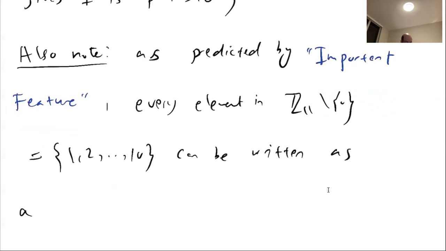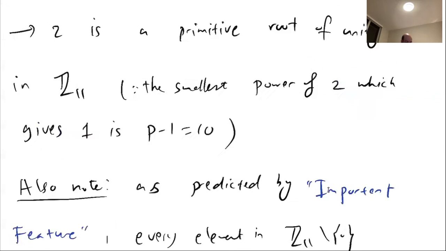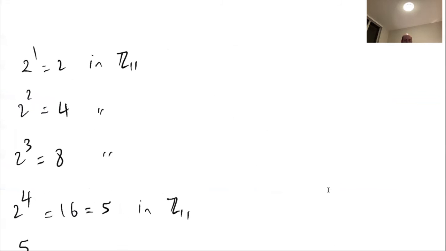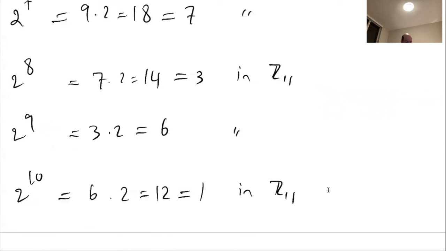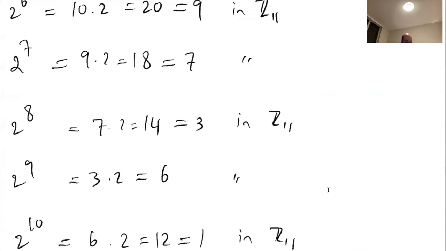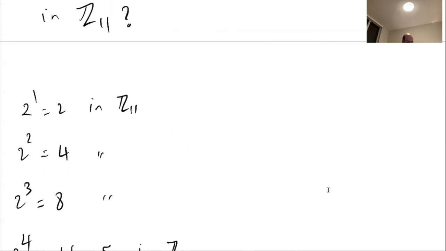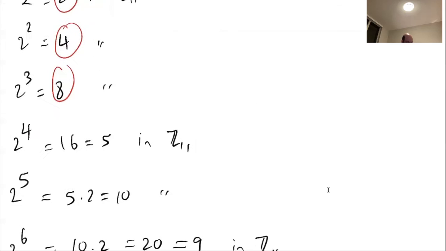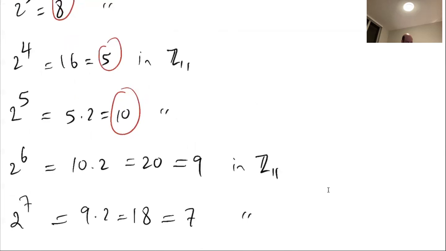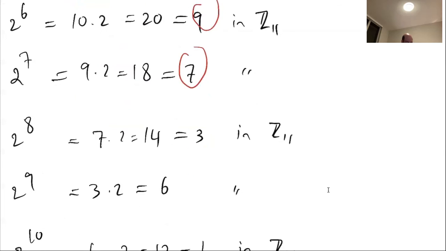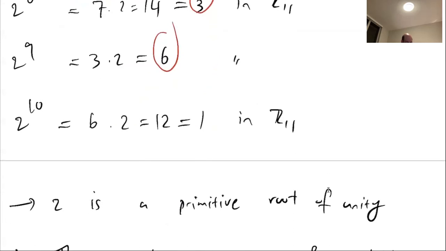as a power of r equals 2. Look at the powers, 2 is a primitive root of unity here because 10 is the smallest power that 2 to that power gives us 1. But look at the powers of 2 here. The first element is 2, then 4, 8, 5, 10, 9, 7, 3, 6, and 1. So see, I have all the elements from 1 to 10 when I look at the powers of 2.